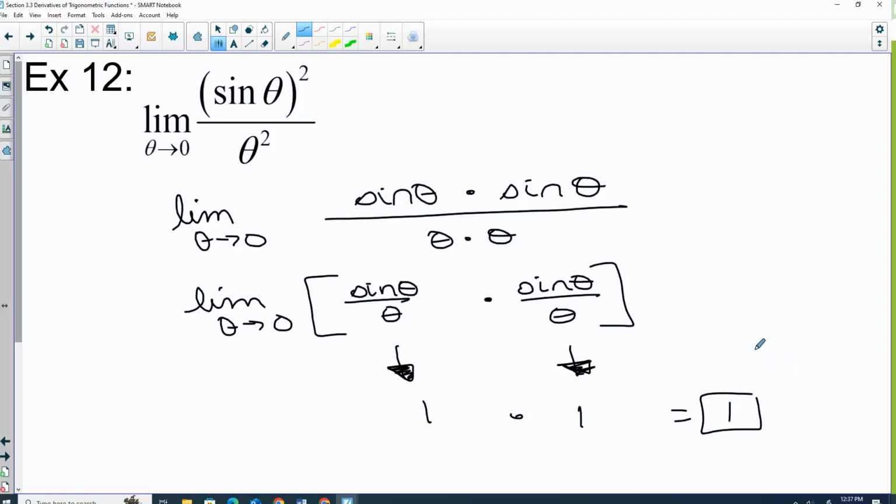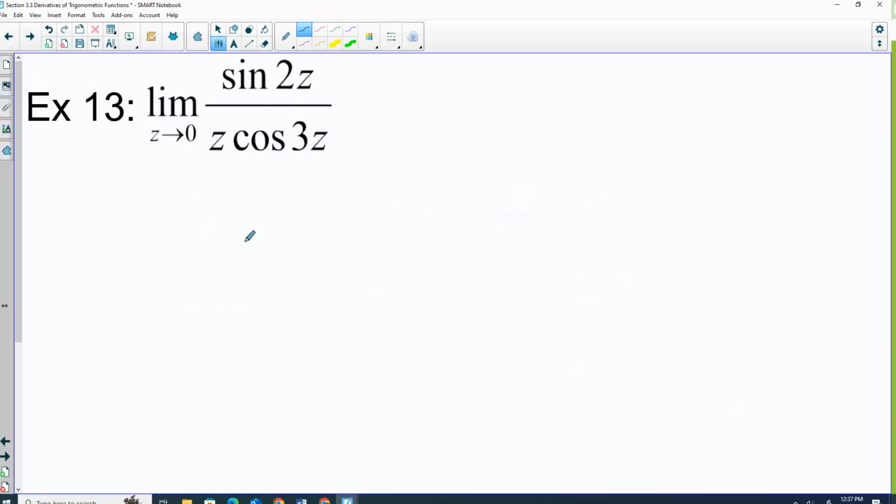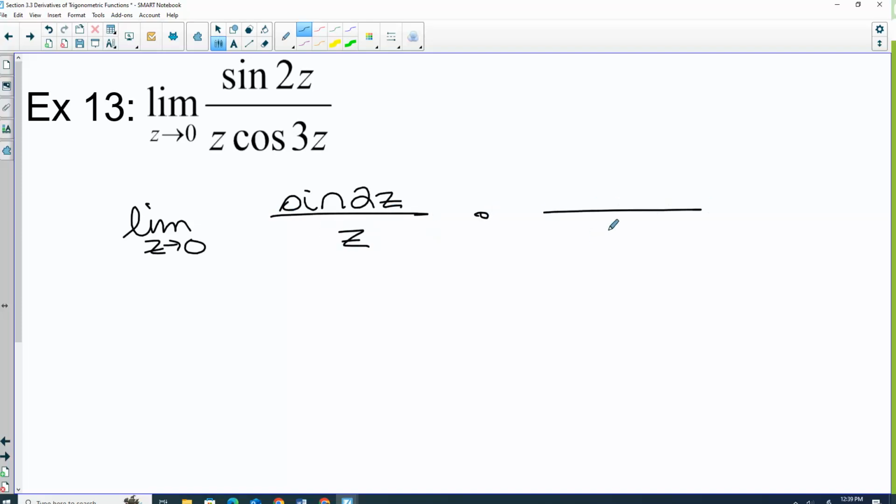Take a second and see if you can figure out the next one. Here we can separate them off. So we have the limit as z approaches 0 of sine 2z. I'm going to put the z with this one. I don't need the cosine, so it's just going to come over here by itself. But if this is a 2z, what do we have to have on the bottom? 2. So if I'm adding a 2 on the bottom, we have to put 1 on the top so that our problem is still equivalent.